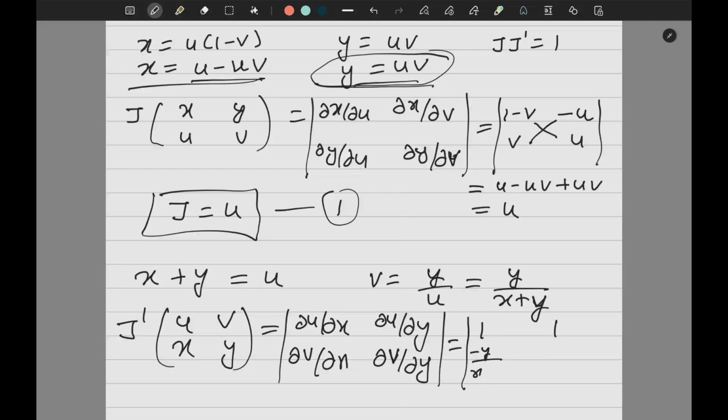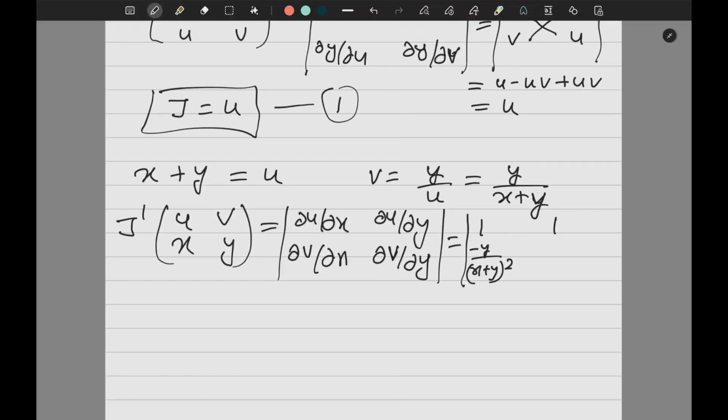Minus y upon (x plus y) whole square. What is dou v by dou y? You need to apply the quotient rule. Dou v by dou y, I will show you here. If you apply the quotient rule, differentiation of numerator is 1 into denominator, minus differentiation of denominator is 1 into numerator, upon denominator square.